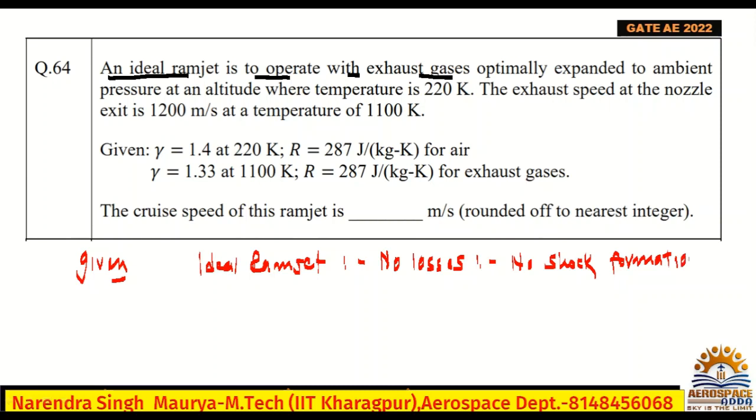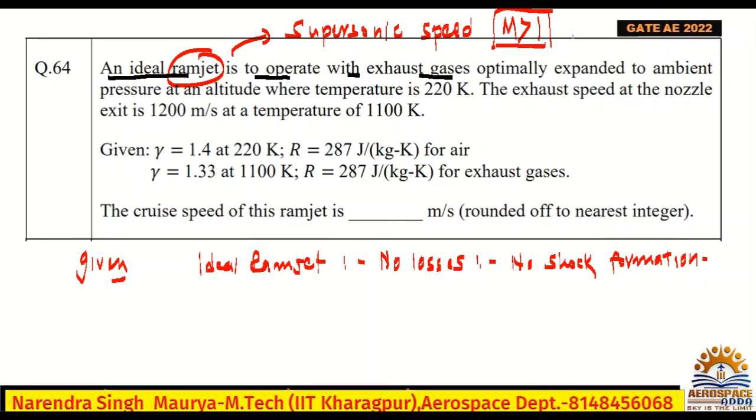Why am I talking about the shock formation here? Because a ramjet engine will always fly with supersonic speed, and supersonic speed means M greater than 1. M greater than 1 means shock formation will be there. But here it is clearly mentioned, ideal ramjet, which means we will not talk about the shock formation. It is still flying with supersonic speed, but shock formation will not be considered in our calculation. So that's the reason it is clearly mentioned an ideal ramjet. That should be very clear.